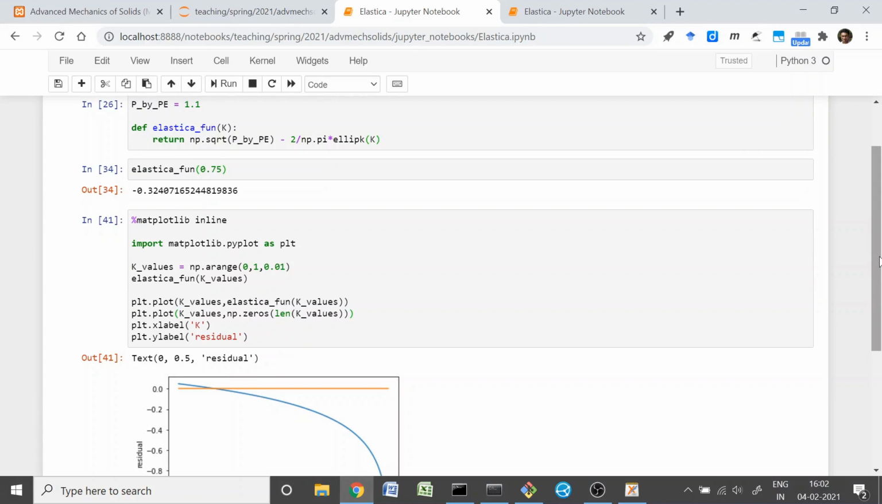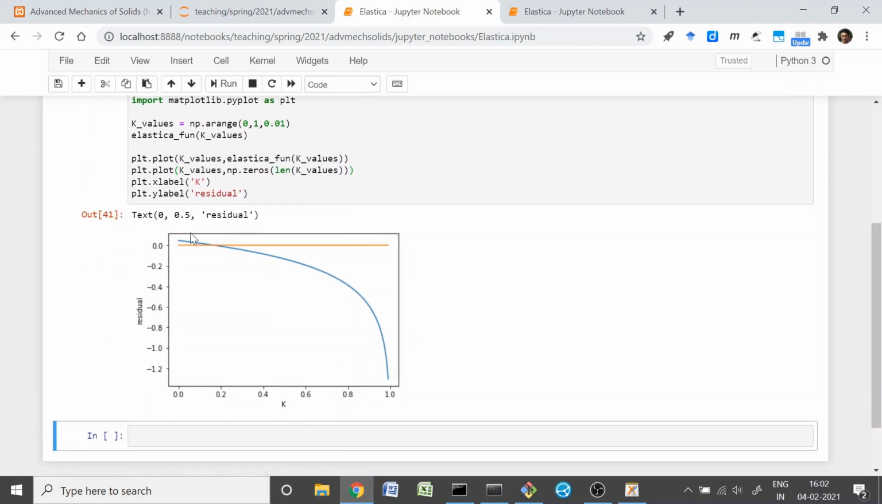Okay, that's it. So you see, this is a horizontal straight line passing through the 0, and wherever this plot passes through this horizontal axis, from visual inspection we can see that it's somewhere here, a little bit around 0.2.